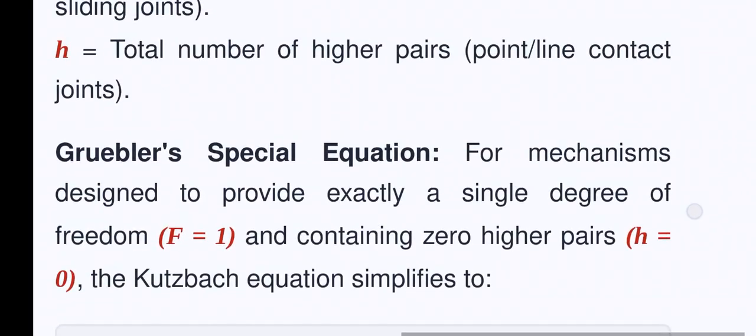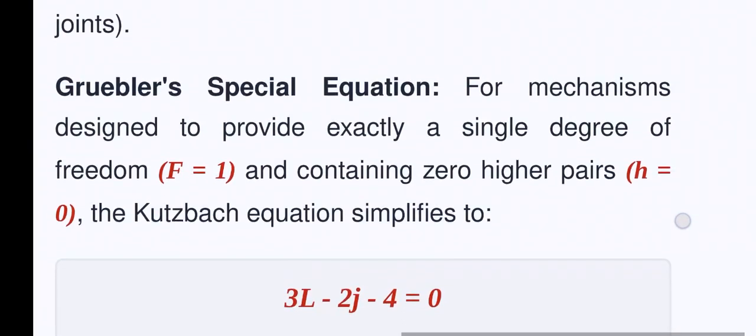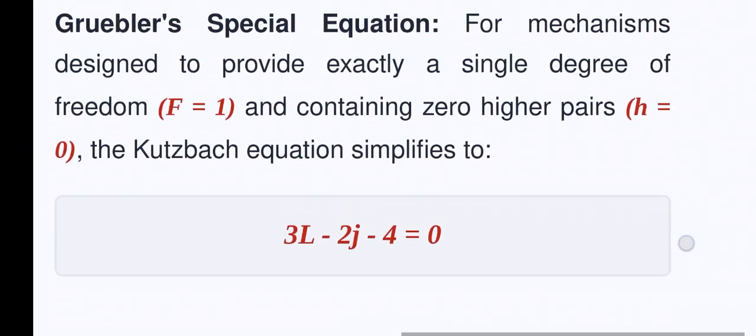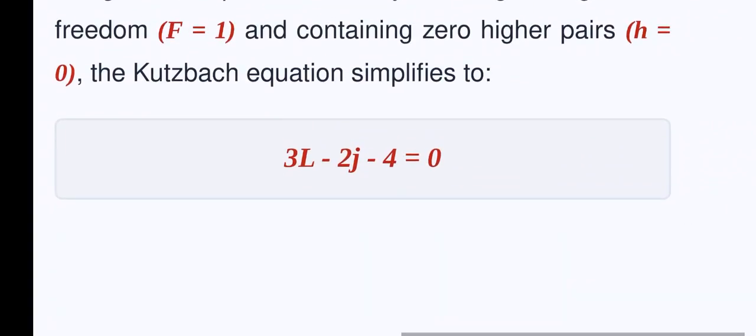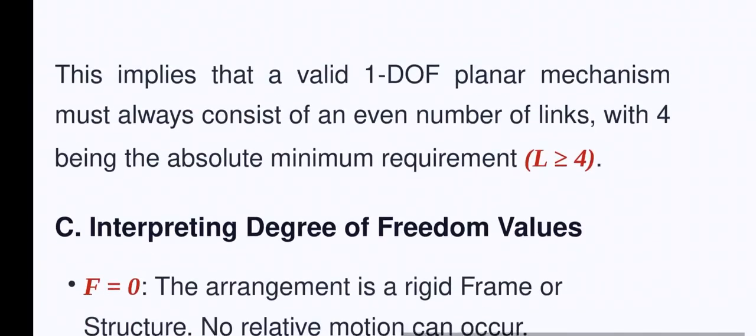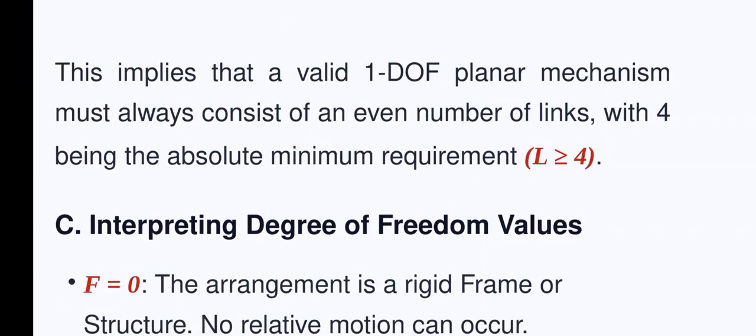Grübler's equation, for a mechanism designed to provide exactly a single degree of freedom, F = 1, and containing 0 higher pairs, H = 0, Kutzbach's equation simplifies to 3L - 2J - 4 = 0. This implies that a valid 1 degree of freedom planar mechanism must always consist of an even number of links, with 4 being the absolute minimum requirement. L is greater than or equal to 4.